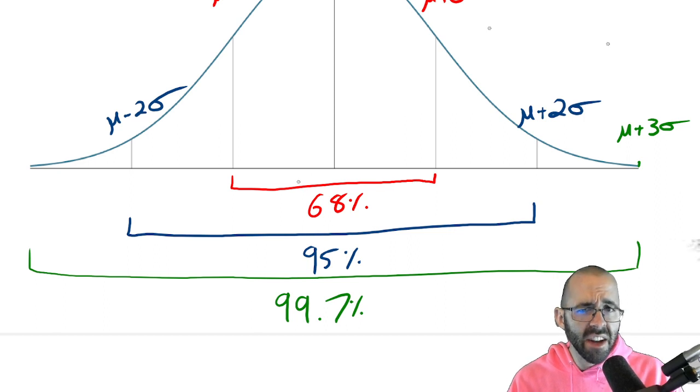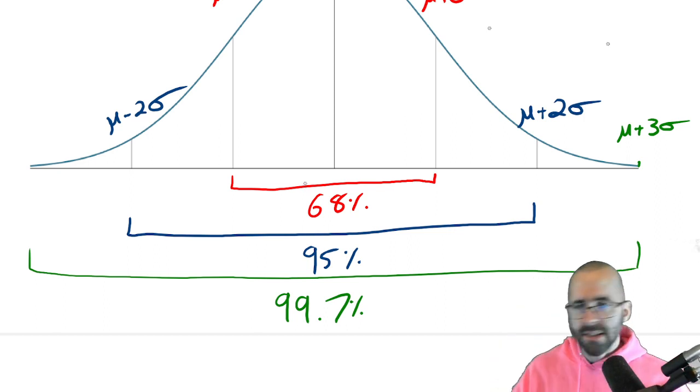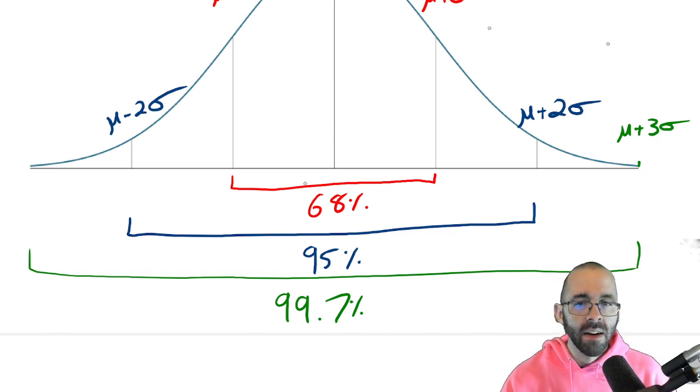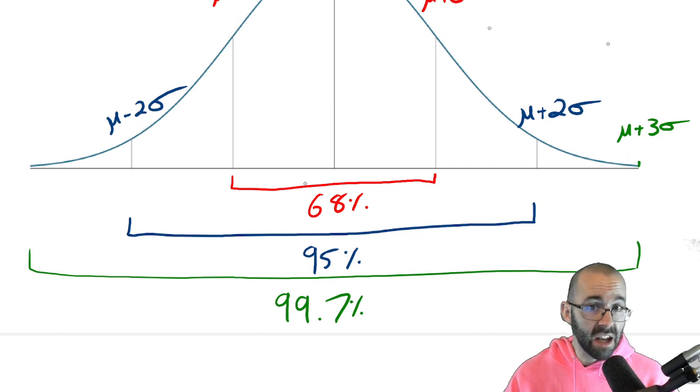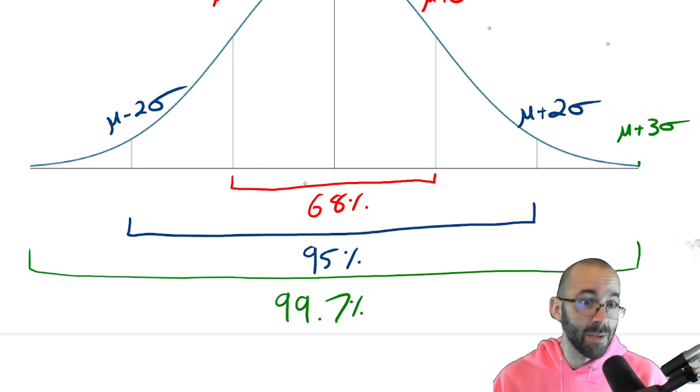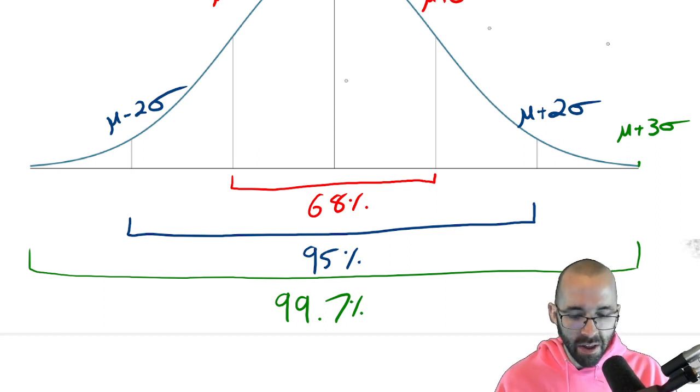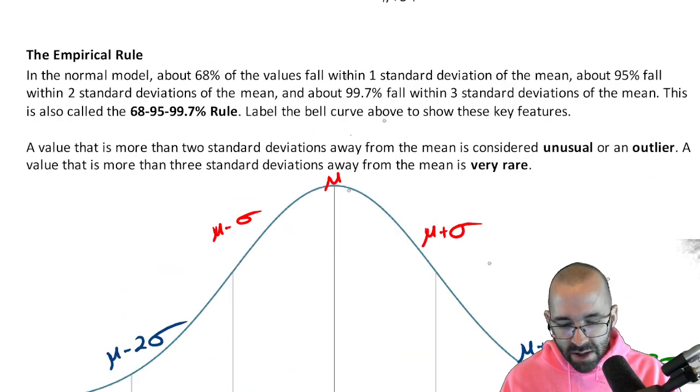So most of the data is within 1 standard deviation, which makes sense. Standard deviation is the average distance from the mean. We can think about that. And then almost all the data is within 2 standard deviations. And really almost all the data is within 3. So we've labeled the bell curve to show these.